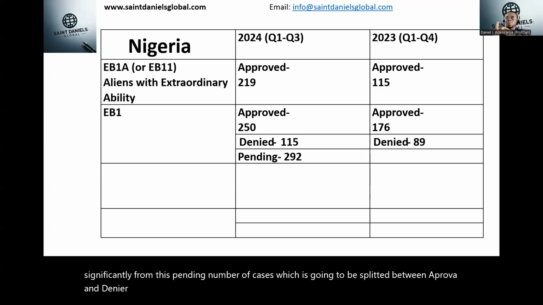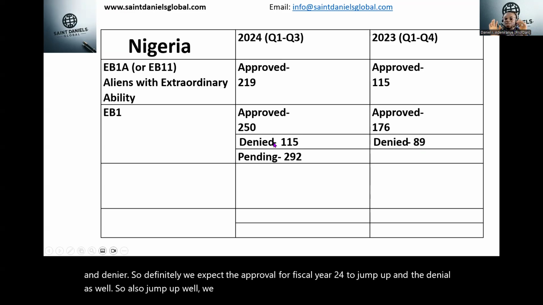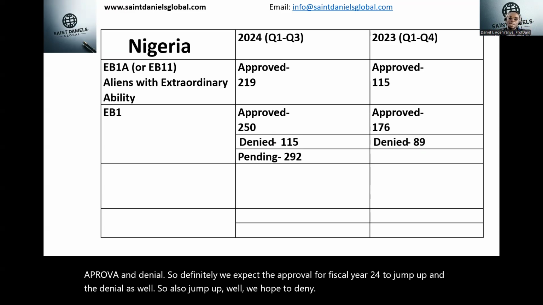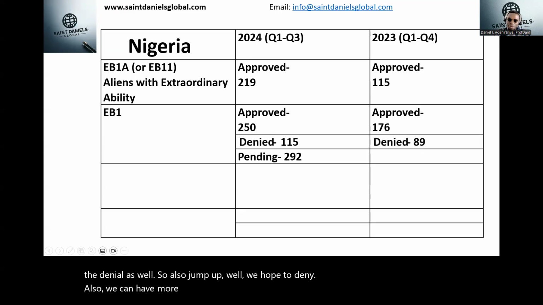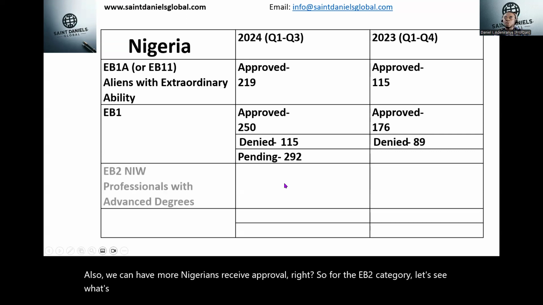So definitely we expect the approvals for fiscal year 2024 to jump up and the denials as well to also jump up. Well, we hope the denials don't jump up so we can have more Nigerians receive approval, right? So for the EB2 category, let's see what's trending, what's going on. For the EB2 NIW, professionals with advanced degrees.